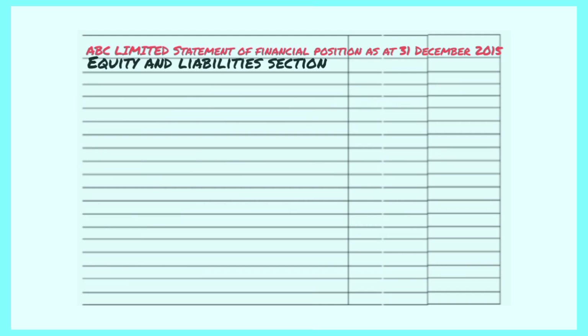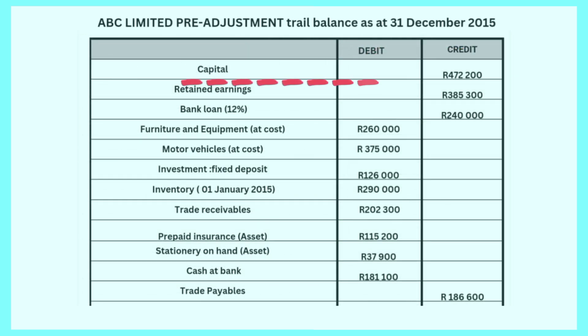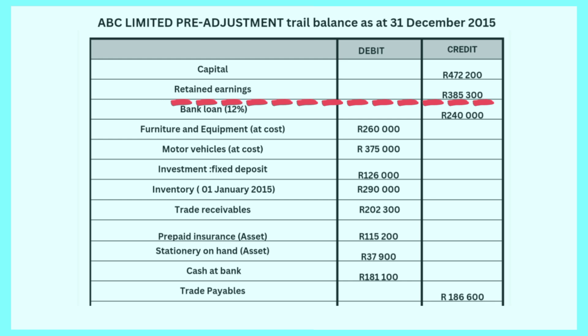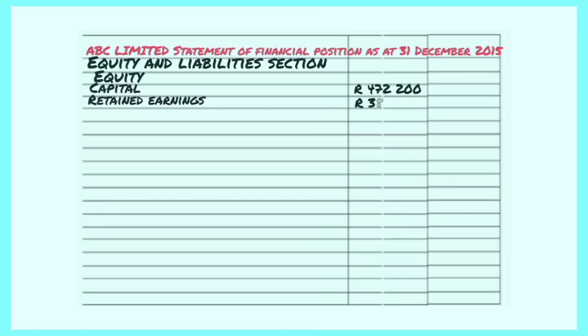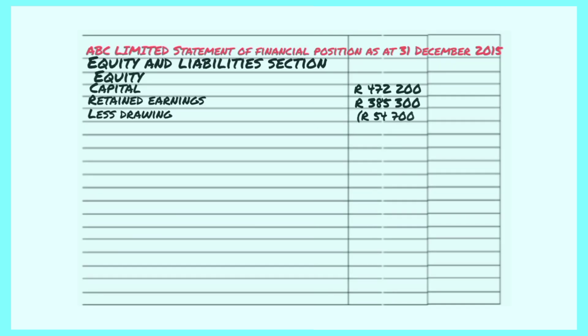Equity and liabilities section, we always start with equity. Under equity, we have capital. Write down capital, 472,200. We have retained earnings. Write down retained earnings, 385,300. We have drawings. You say less drawings of 54,700.